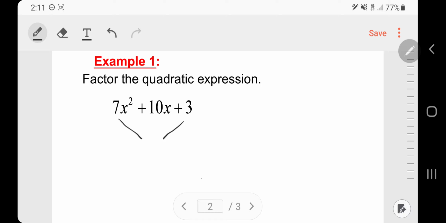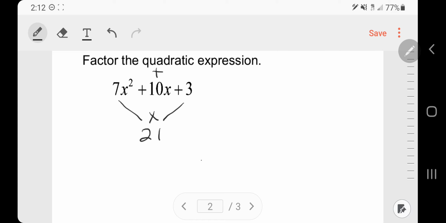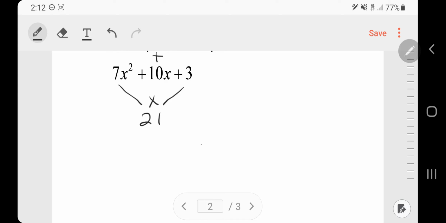So I'm going to multiply our A and our C, 7 times 3, that's going to give me 21. And now I'm going to factor what I have here. I'm going to look for two numbers that multiply to be 21 and add to be 10. That's going to form our temporary binomials. Okay, so we know that 7 and 3 would work here, so x plus 7 and x plus 3. 7 times 3 gives us 21. 7 plus 3 would give us 10.